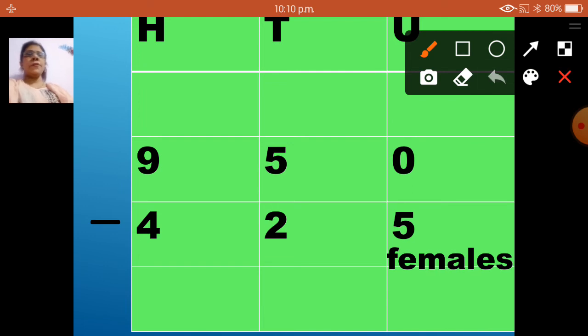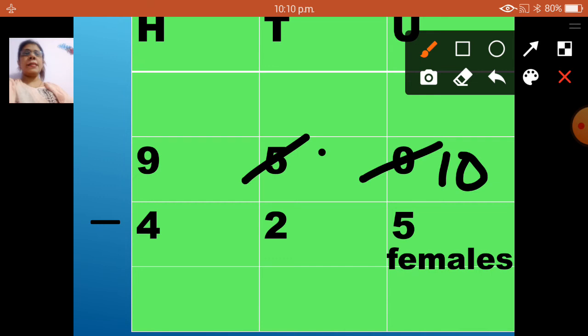Okay, 0 minus 5. What we will do, we will cut this 0 and we will make it as 10. And for this 5, we will make it as 4. Now 10 minus 5: 5, 6, 7, 8, 9 and 10. So 10 minus 5 is 5.